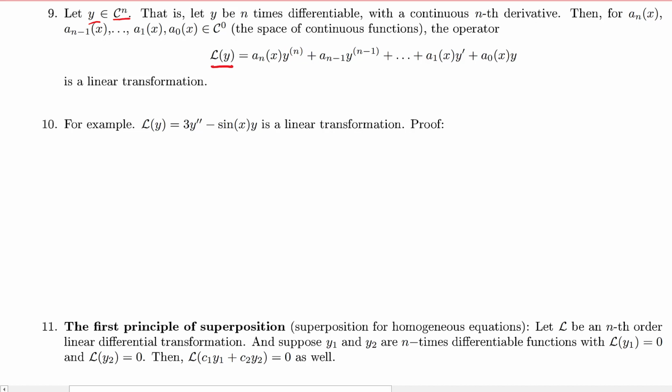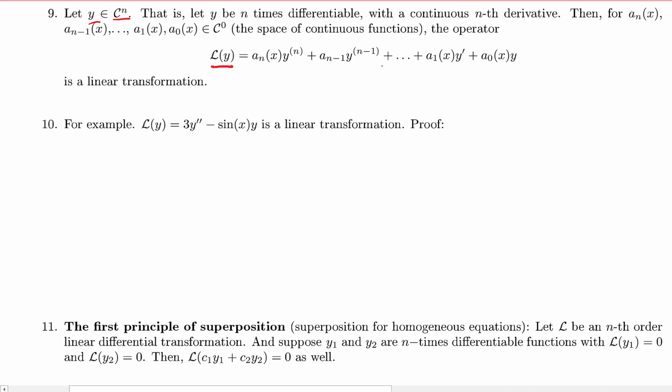Well, it takes the function y. What does it first do to it? It takes the function y and first multiplies it by a0 of x. Then it takes y's derivative, multiplies that by a1 of x. Then it takes all the way up to y's nth derivative, multiplies that by an of x, and then sums all of those things together. And so it's doing a whole bunch of different operations on the function y. So I'm claiming that this is a linear transformation.